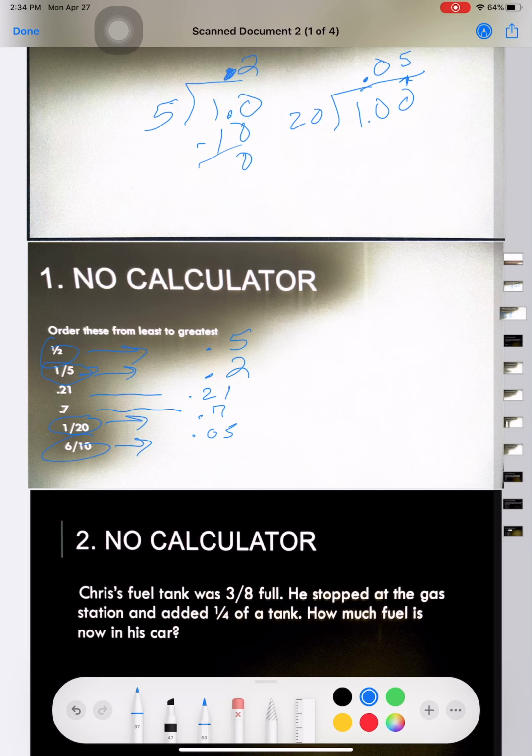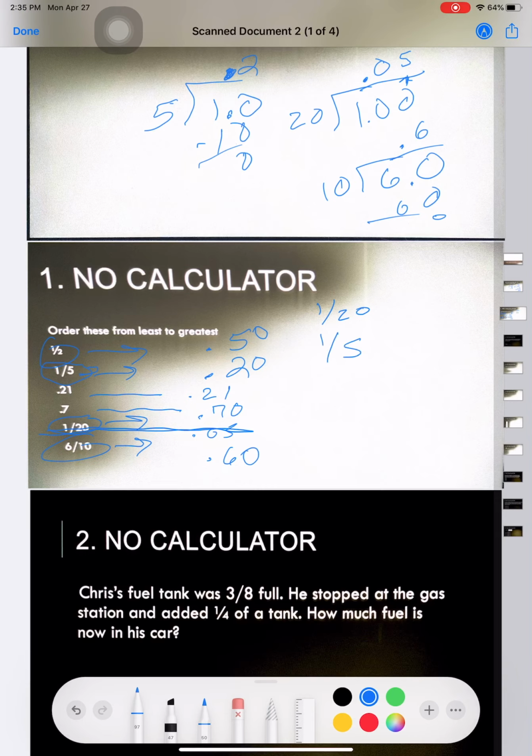And then this last one is 6 divided by 10. I'm going to put my decimal there. 10 will go into 6, 6 times. 6 times 10 is 60. That finishes that one off. So that one's 0.6. So from least to greatest, 1/20th comes first because it's the smallest number. Now, you also have to remember that when we're doing this, these tenths, like 0.5, 0.2, 0.7, are the same as 0.50, 0.20, 0.70. Think of it as dollars and cents. So we're looking at the cents here. So the 0.05 or the 1/20th comes first.